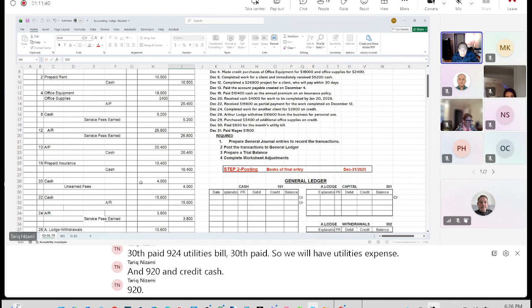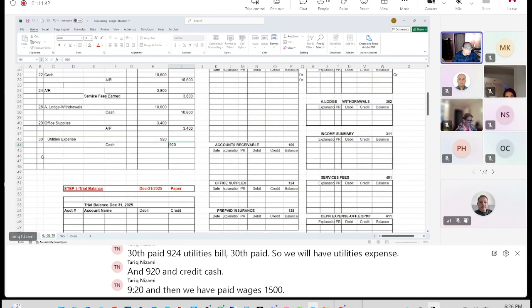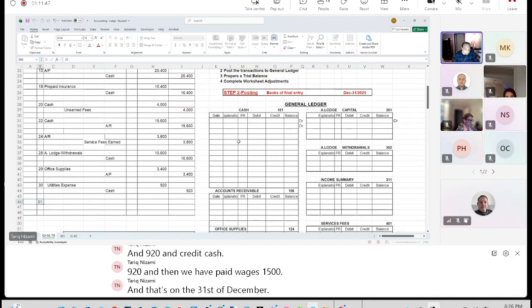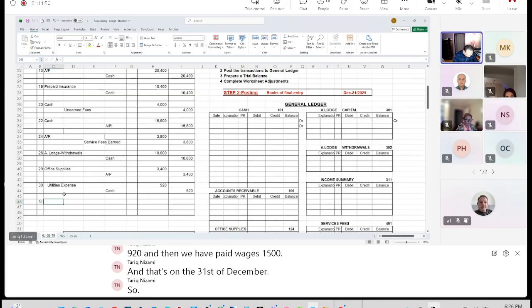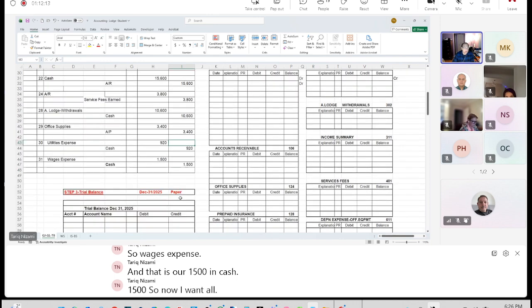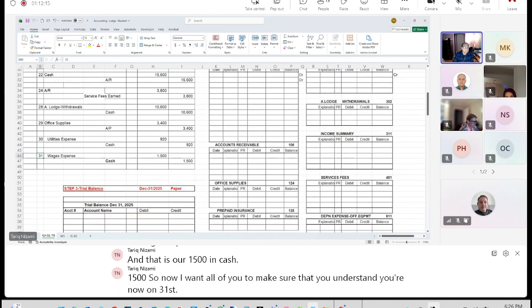920 and credit cash, 920. And then we have paid wages 1,500, and that's on the 31st of December. So wages expense, and that is our 1,500 in cash. Now I want all of you to make sure that you understand you're now on the 31st.